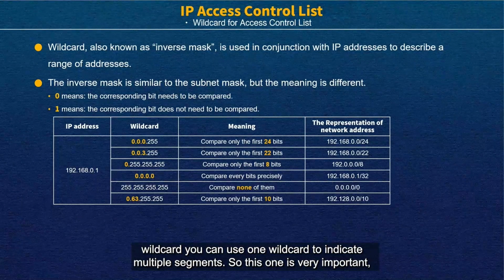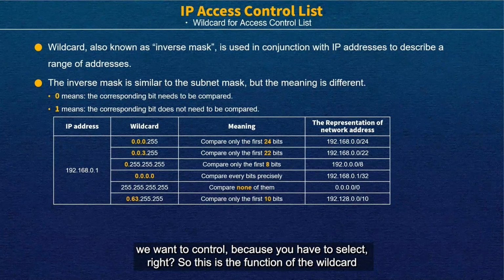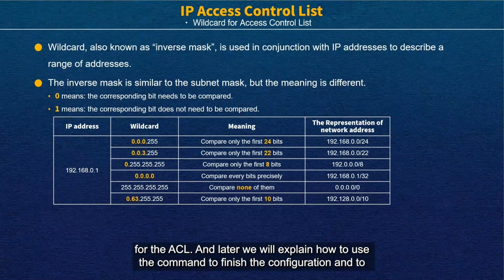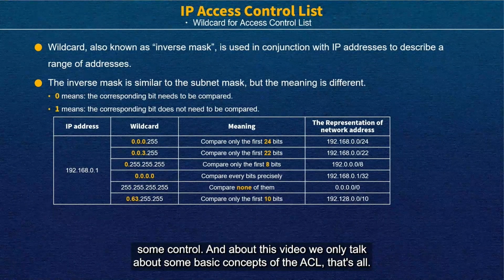So this one is very important because in the ACL, we will use the IP address and the wildcard together to match the traffic we want to control, because you have to select it, right? So this is the function of the wildcard for the ACL. And later we will explain how to use the commands to finish the configuration, select the specific traffic, and apply the ACL on our interface, so that our interface can do some control. And in this video, we only talk about some basic concepts of the ACL. That's all.